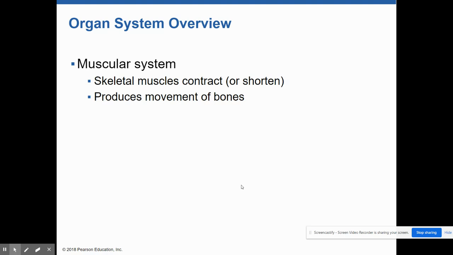The muscular system is next. The skeletal muscles contract or shorten to help produce movement. So the main structural components are the muscles, the skeletal muscles, and the main physiological function is producing movement by pulling on the bones.